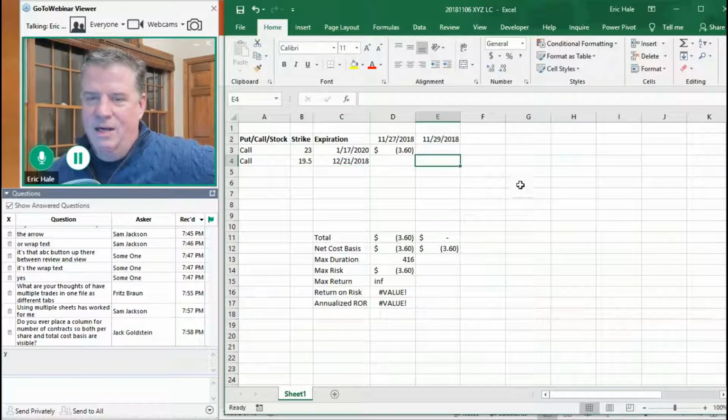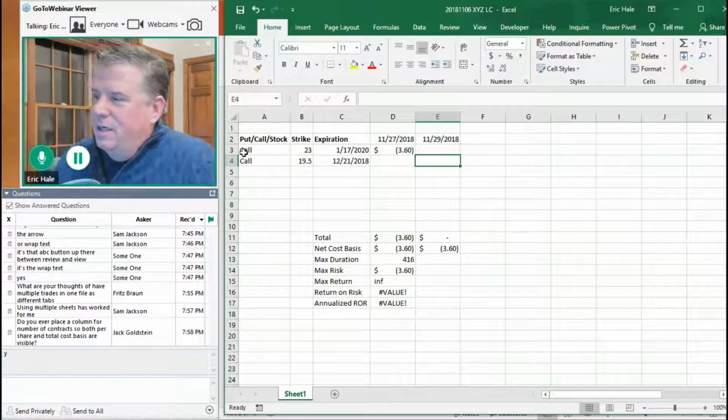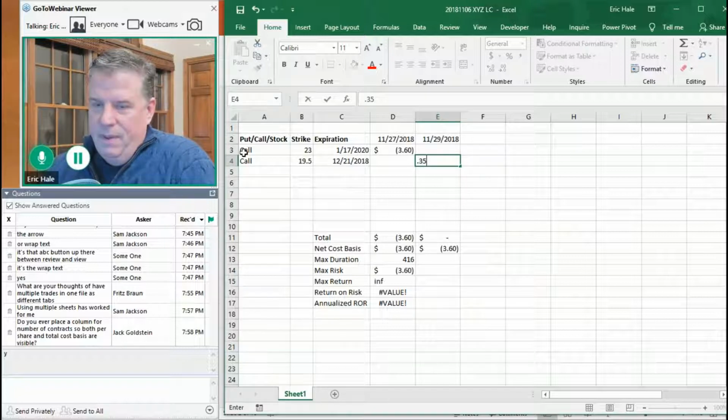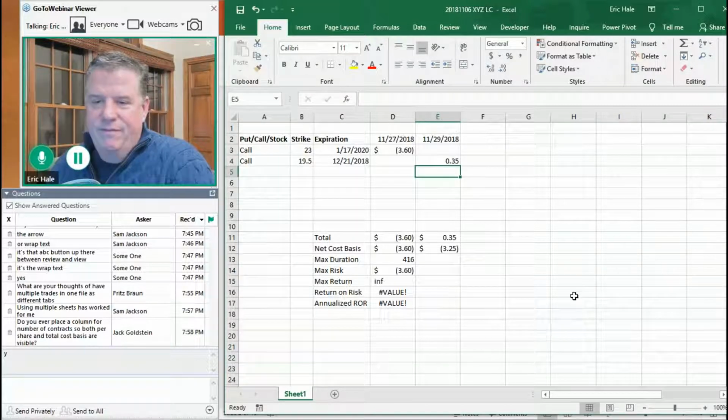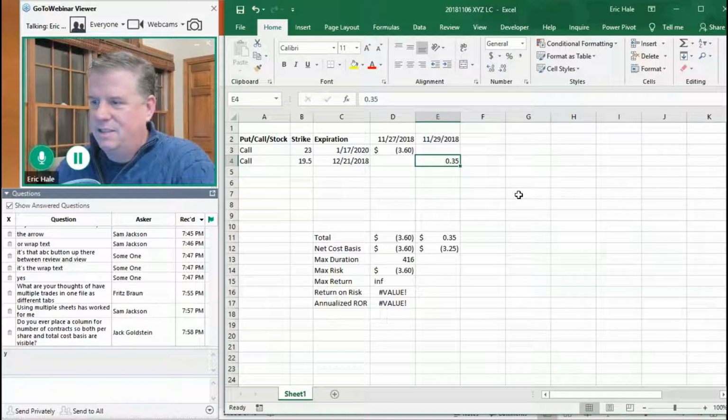And this is going to be a short call that I'm going to sell against it. So it's going to have a credit, right? So it's going to be a positive number. So 35. Now this is kind of cool. That's where I pre-did the math out here to show you. This is the total for the day. I brought in 35 cents on that date.